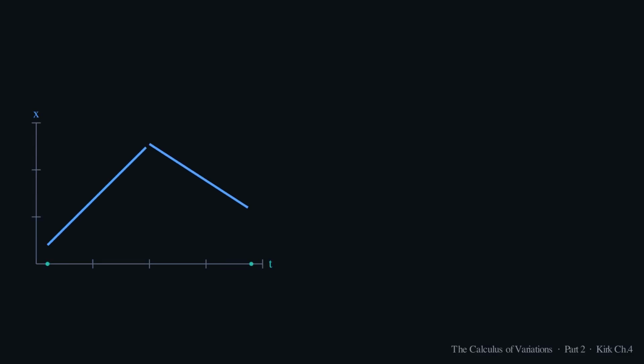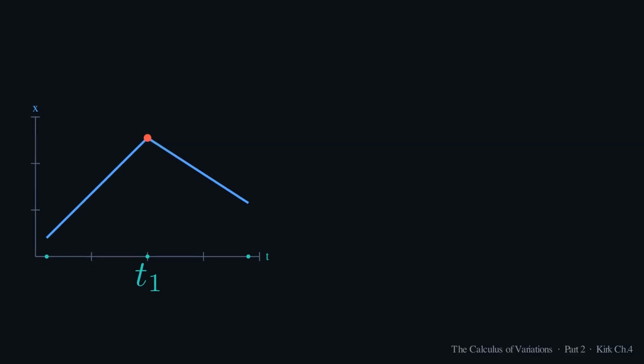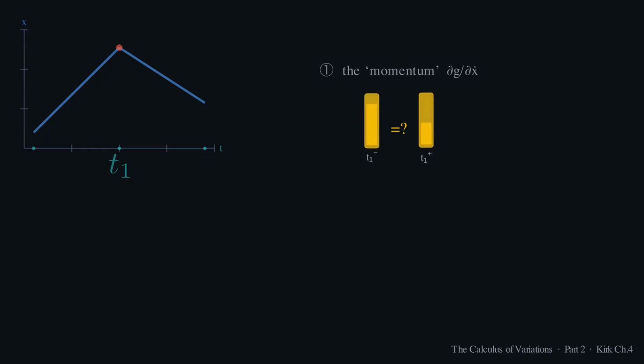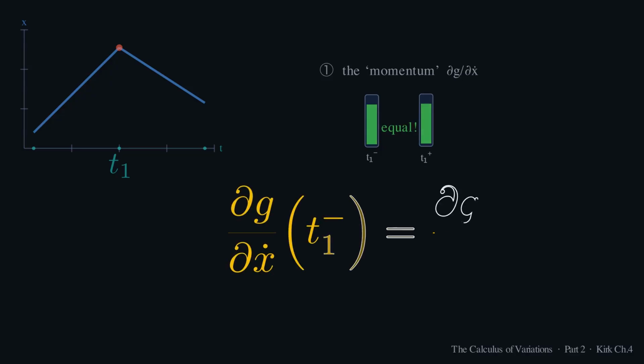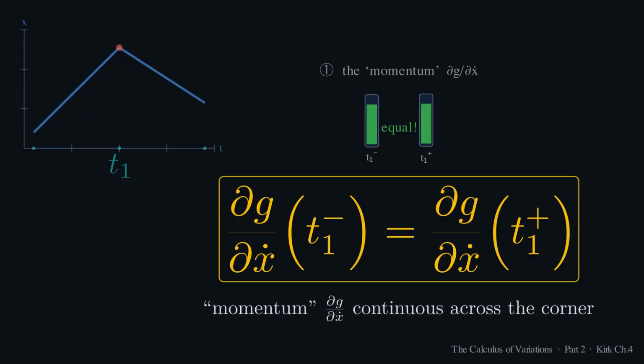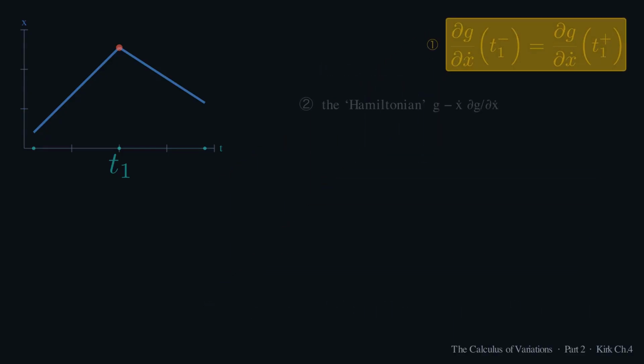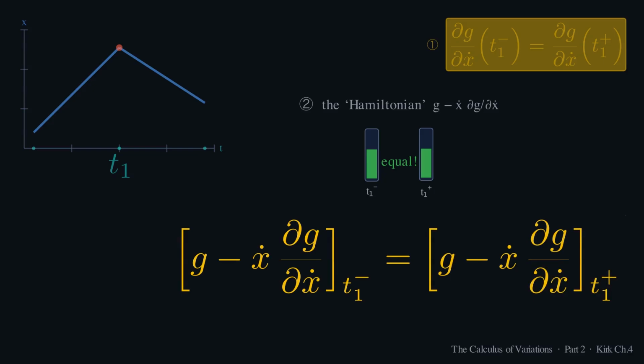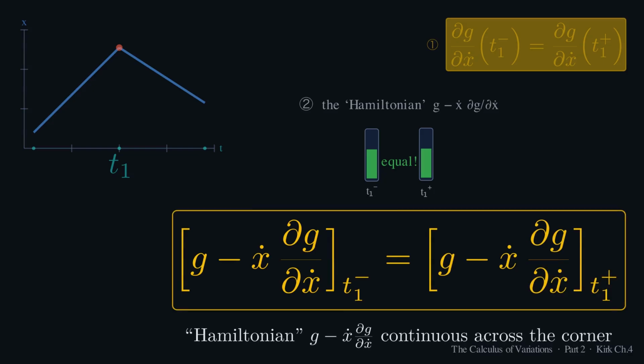Demand that the total variation vanish and let the corner location itself be free. Two conditions fall out, the Weierstrass-Erdmann corner conditions. The first, the partial of g with respect to x dot must be continuous across the corner. Its value just before the kink equals its value just after. The second, the bracket g minus x dot times that partial must also be continuous across the corner, same value on both sides. Give those two objects names because they will haunt the rest of control theory.